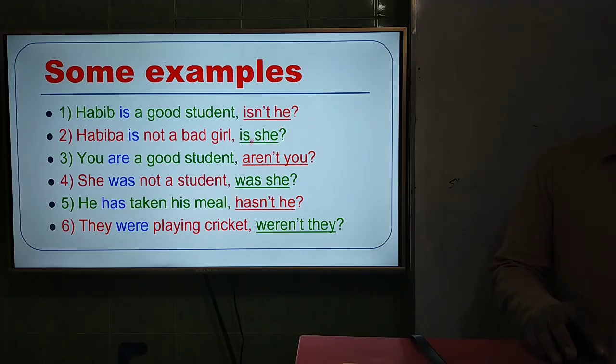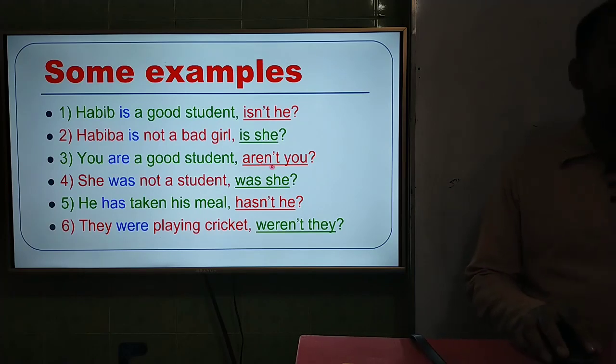Third question, you are a good student. Here this sentence is affirmative, so the take question will be negative, and here the operator, that means the linking verb, is "are", so the take question will be "aren't you". Here the subject is "you", so the pronoun is also "you".